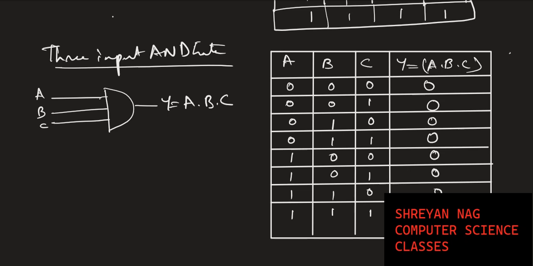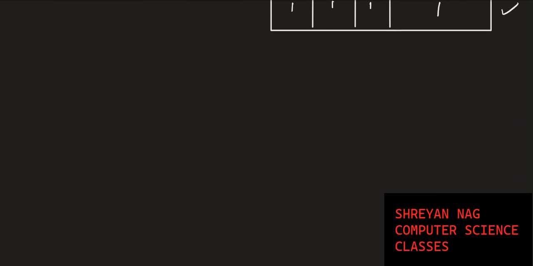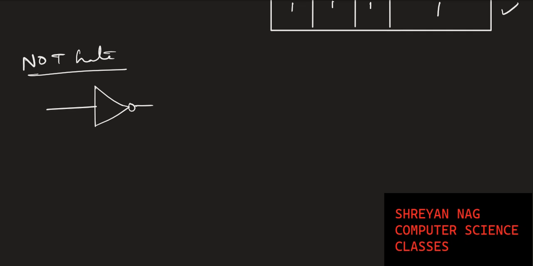Then the final gate among our fundamental gates is the NOT gate. So the NOT gate, as we all know, just complements whatever input is thrown at it. So a NOT gate is always a single input gate only. It doesn't have any extra inputs, because it just inverts. So if A is passed, A becomes A not or A complement. So let us draw the truth table.